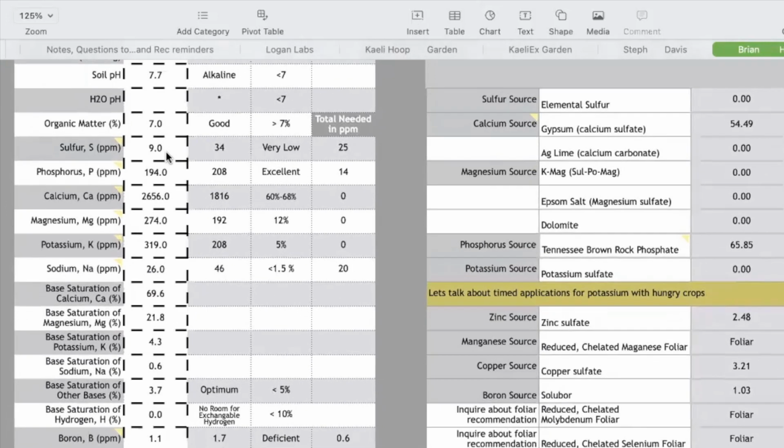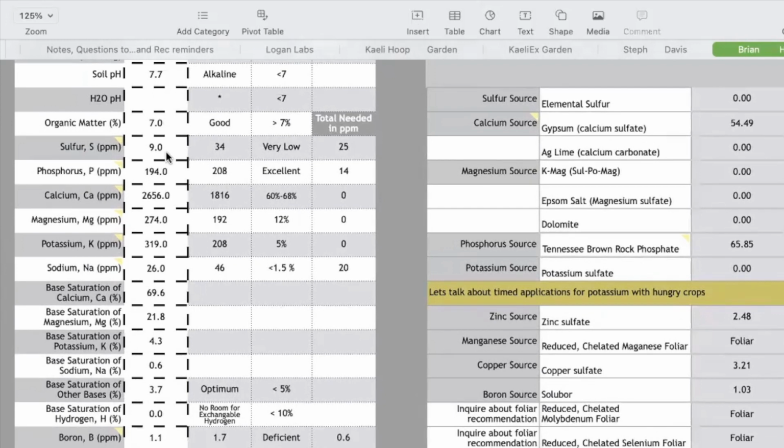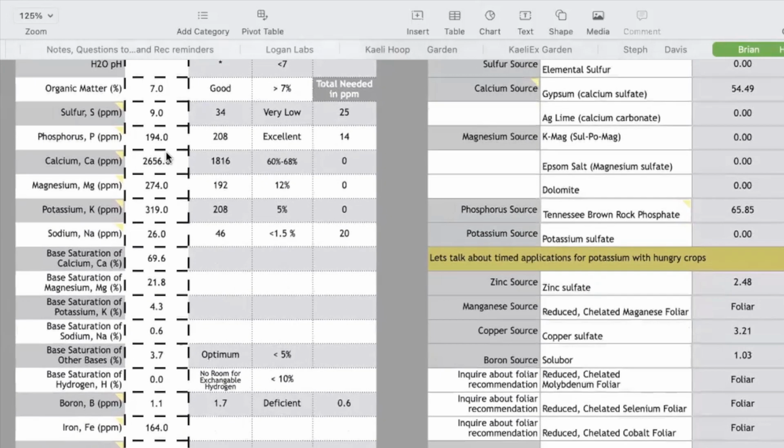Organic matter, good. You are a composting savant over there. You're just going for it. And so I get that. Lots of mulching, really into it. So good.